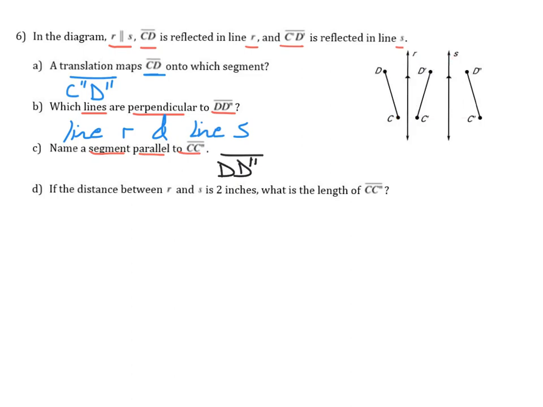And for the last question, they tell me the distance between R and S is 2 inches. So 2 inches in between the parallel lines. What they want to figure out then is how long is C to C double prime. So if you remember what we learned earlier, the distance between R and S is half the length of C double prime. Or C double prime is going to be double, so it's going to be 4 inches, double the distance between the parallel lines.